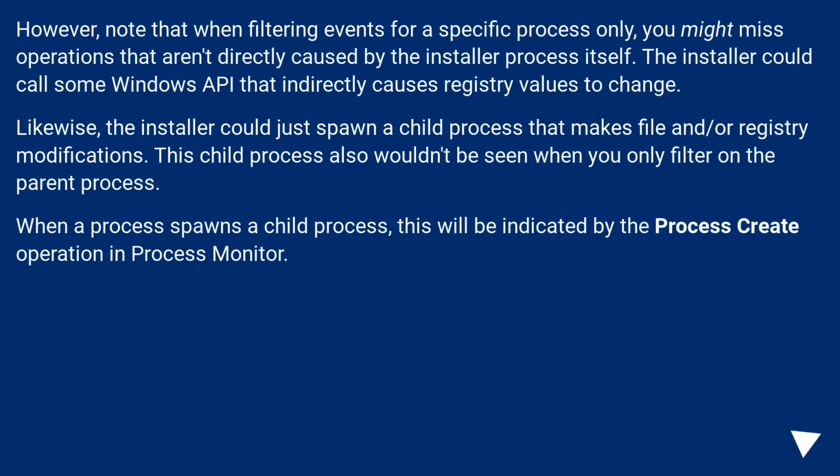However, note that when filtering events for a specific process only, you might miss operations that aren't directly caused by the installer process itself. The installer could call some Windows API that indirectly causes registry values to change. Likewise, the installer could just spawn a child process that makes file and/or registry modifications. This child process also wouldn't be seen when you only filter on the parent process. When a process spawns a child process, this will be indicated by the process create operation in Process Monitor.